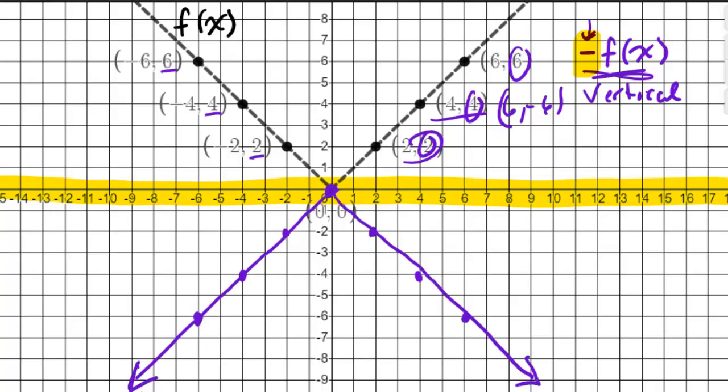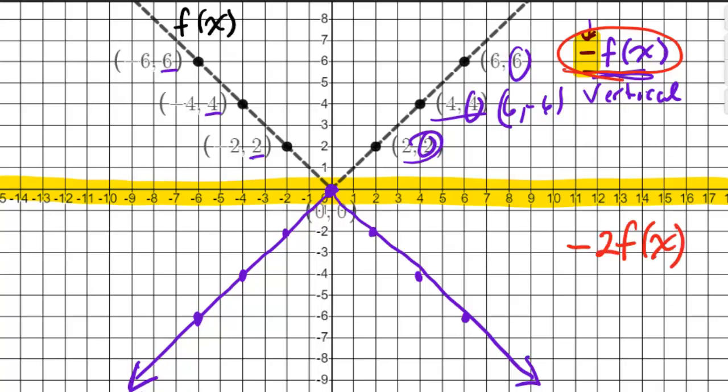And that's what a vertical reflection looks like. Now, while we're on this topic, I do want to show you how to combine multiple transformations before I show you the horizontal reflection, because I have the graph up here. So up here we had negative f of x. What if we said to do negative 2 times f of x?